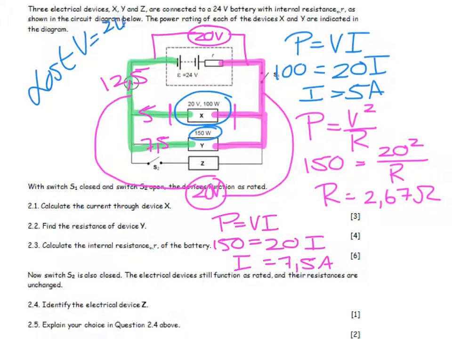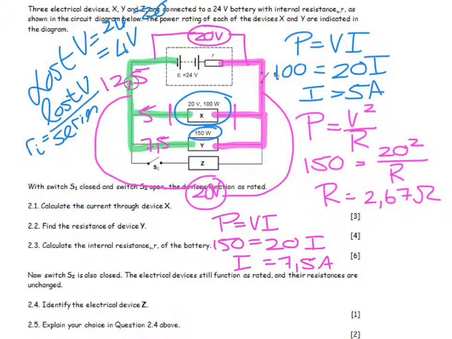It's 24 minus 20, which is equal to 4 volts. And then I'm able to say internal resistance is equal to however many volts I've lost divided by the series current, and my lost volts is 4, and my series current is 12,5, and therefore I land up with 0,32 ohms.